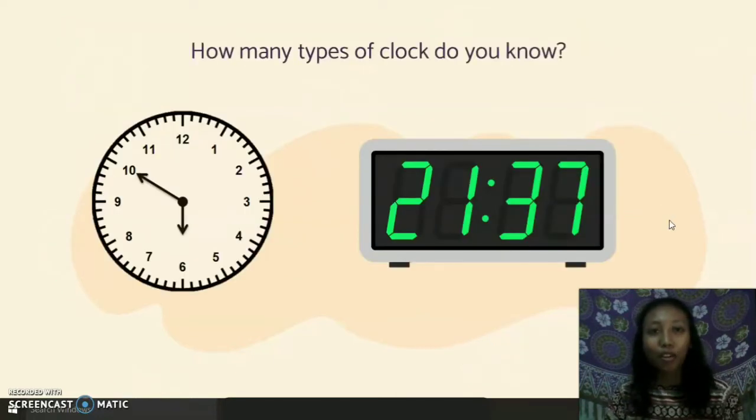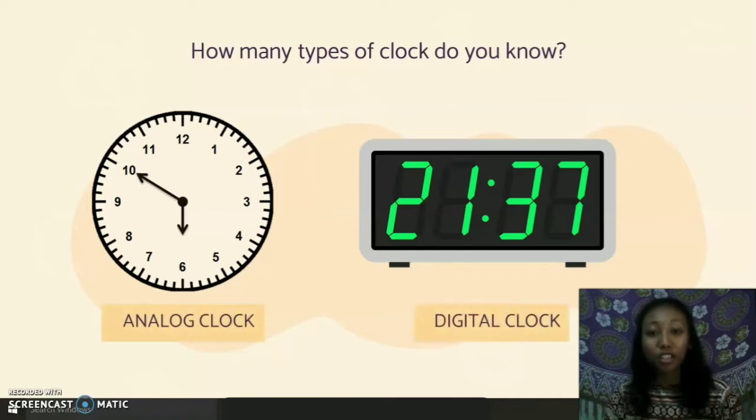First of all, I want to ask you, how many types of clock do you know? Yes, there are two types of clock in general. The first one is the analog clock and the second one is the digital clock. An analog clock only goes up to 12, however, the hour goes up to 24, right? So, when we use an analog clock, we have to add AM or PM to indicate the correct time.